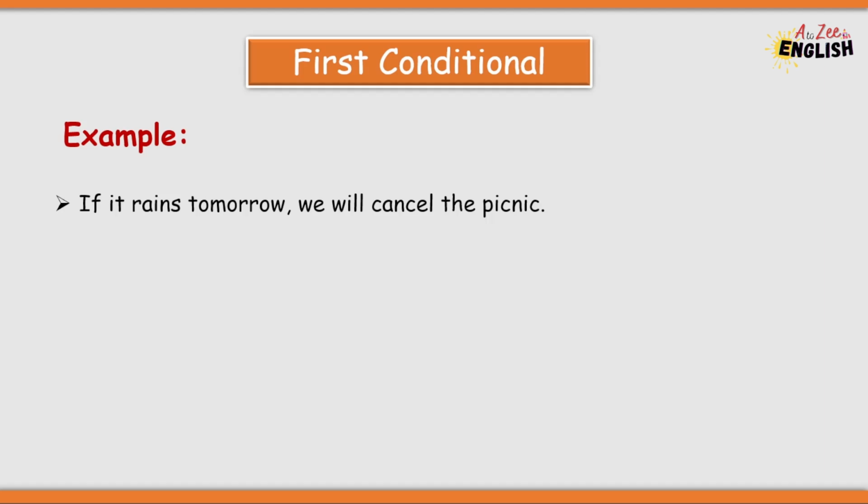Means we will cancel the party. It indicates the future action that depends on the condition. Cancel the picnic is the specific action that will happen if the condition is fulfilled. So the first conditional sentences talk about possible future events and their likely consequences. The condition, if it rains tomorrow, describes a situation that could realistically happen in the future, and the result, we will cancel the picnic, is the action that will be taken if the condition is met.